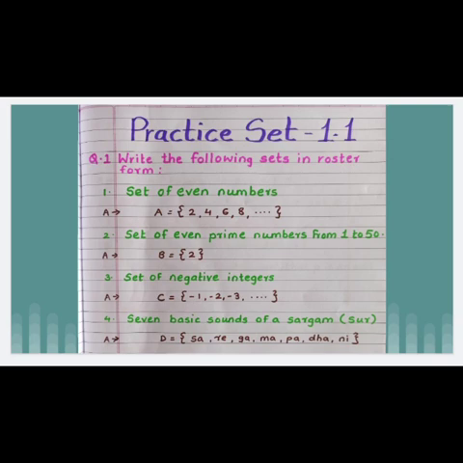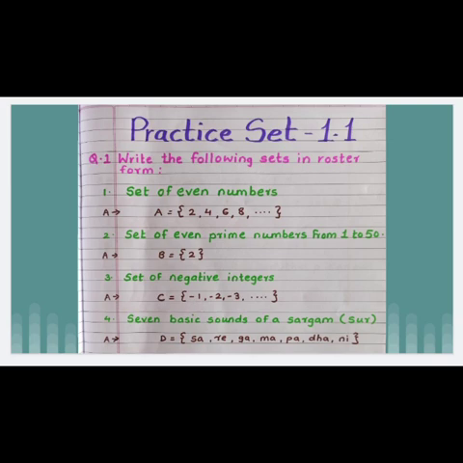To show the set, we are using here capital letter A, equal sign, curly bracket. As you know, even numbers start from 2. Hence, we write here 2, 4, 6, 8 and so on. Curly bracket close. Elements we separate here by commas.